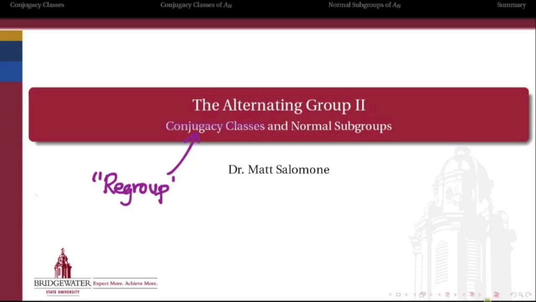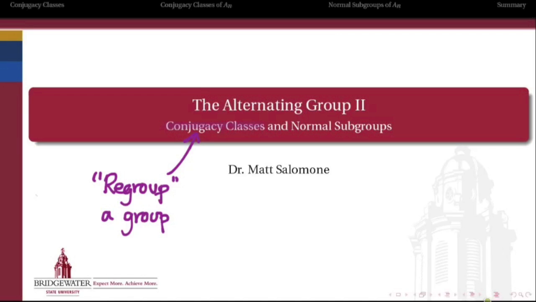So what are conjugacy classes? In principle, they're a way of regrouping the elements that are in a group in a very particular way. A conjugacy class is going to be a subset of the elements of a group, which is not necessarily a subgroup itself. In general, it won't be. But that's just another way, besides subgroups and cosets, that we can slice up the elements of a group. Particularly we care about finite groups, though we could do this with infinite groups as well.